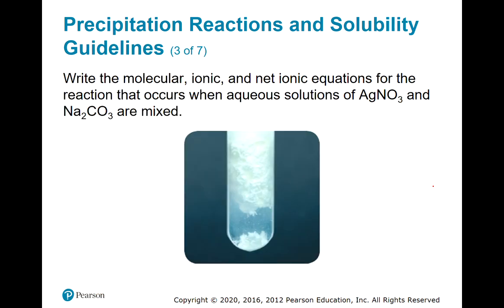Okay, so let's look at an example where we have a combination of two aqueous solutions and we want to determine what the molecular, ionic, and net ionic equations are for the precipitation reaction that occurs. And for this, we're going to need everything that we talked about with net ionic equations and the solubility rules. So let's say we combine aqueous solutions of silver nitrate and sodium carbonate.